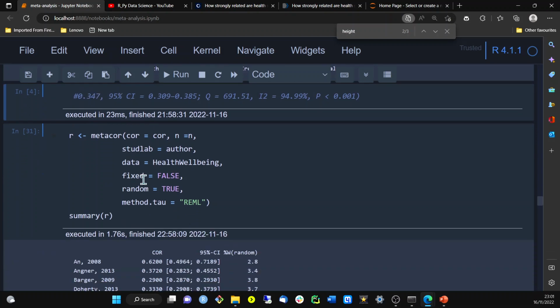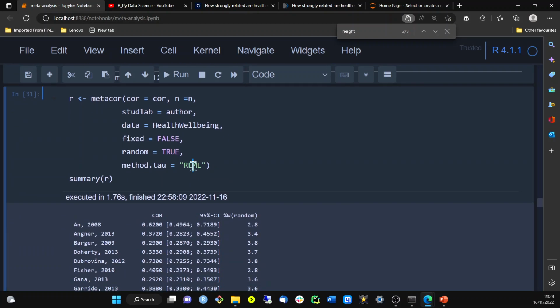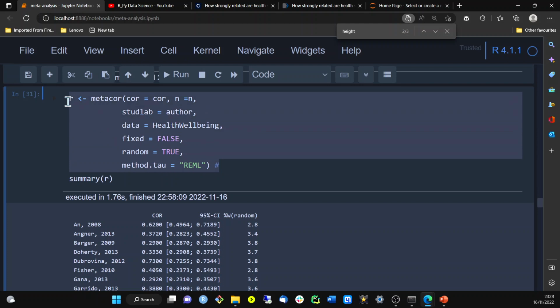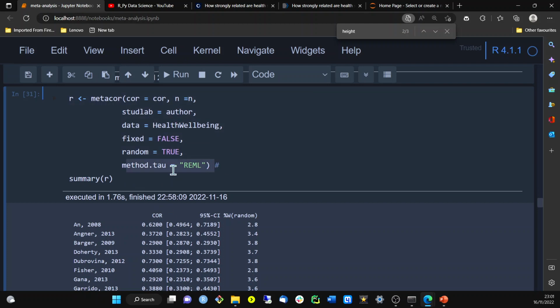If you round it, it's 0.35, but here it's 0.36. Maybe let's check if that is because of the method tau, because it's the de facto standard method in R. This is actually the default in R. You may not have to define it, but explicitly defining it is actually recommended.